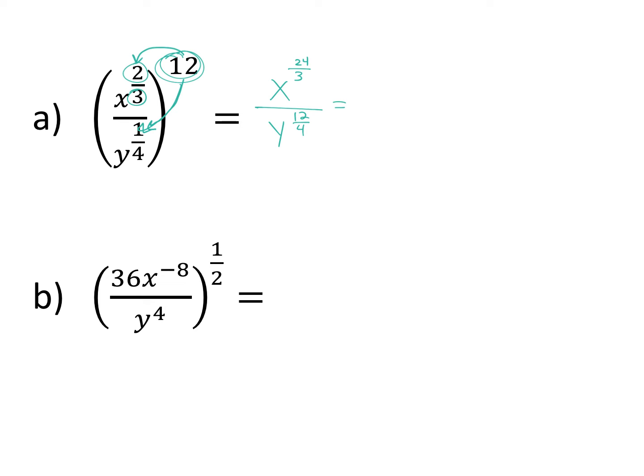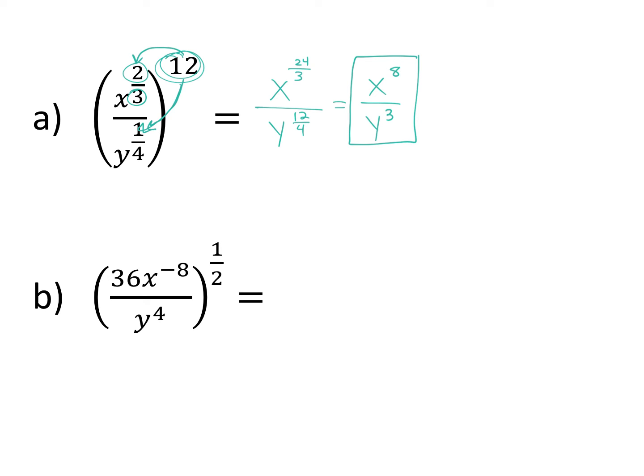I don't need to see that step from you. If you can do 2/3 of 12 in your head and 1/4 of 12 in your head, that's fine. This would be x to the 8th power over y to the 3rd power, and that's all you can do with it. Okay, and then letter B here, same thing.